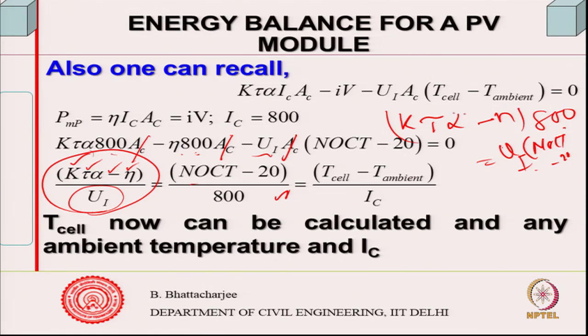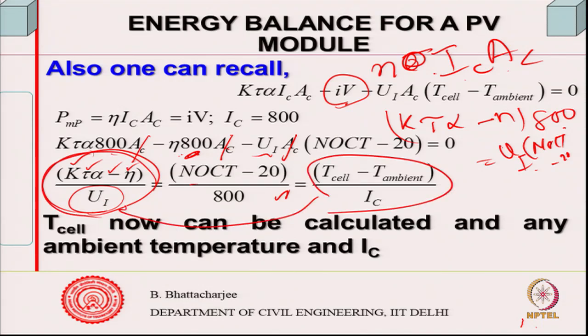Now, supposing instead what I do is I put IC, not this 800, in this condition, and replace this by nu into IC into AC, because this was for standard condition where I have put this as 800. Instead, let me write this as nu into IC into AC. Again, AC will get cancelled, and instead of nominal operating cell temperature minus 20, I will get T cell minus T ambient divided by IC. So, this T cell now can be calculated.